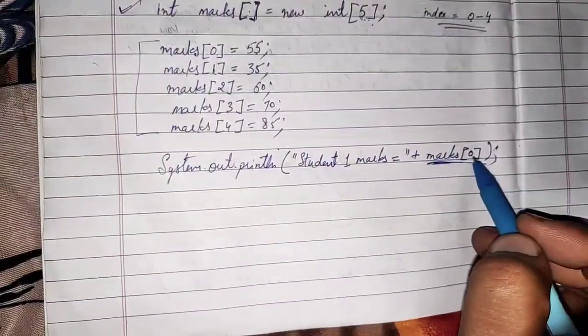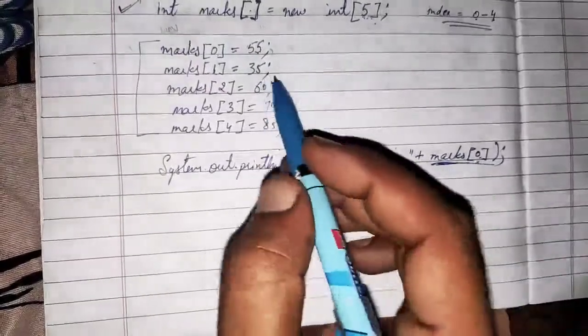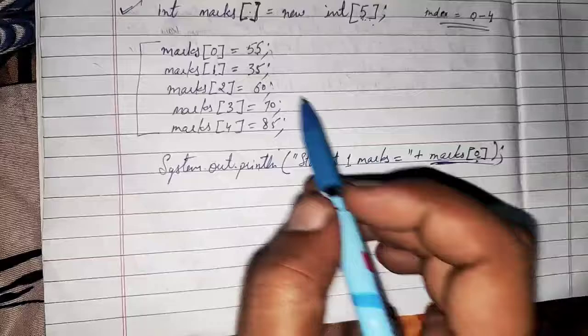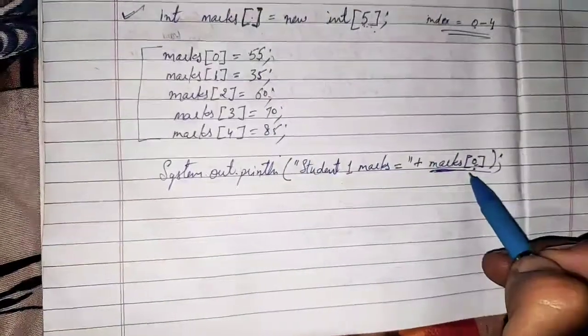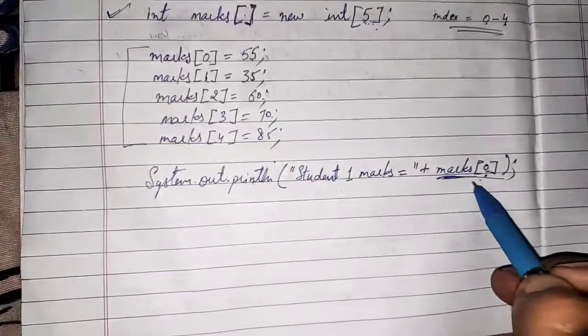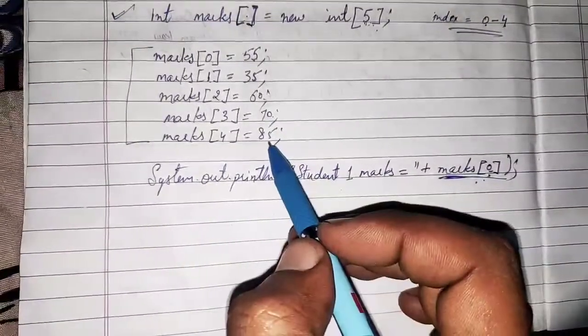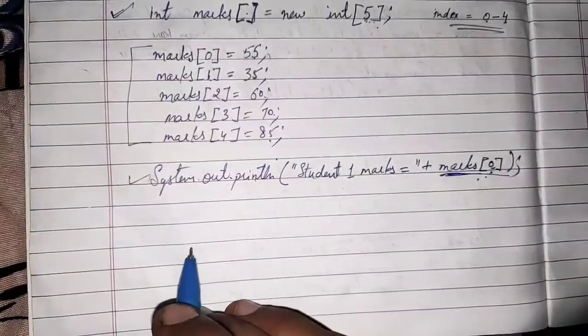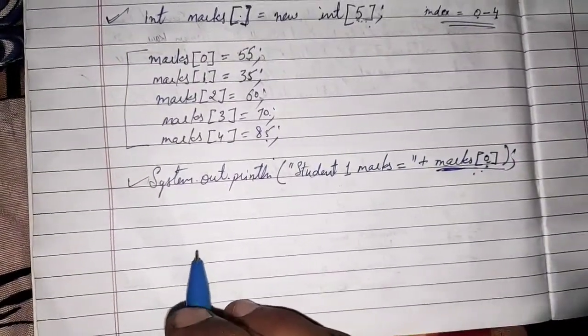If you put marks 1 here in the println method, then 35 will come. If you put marks 2, then 60 will come. If you put marks 3, then 70 will come. If you put marks 4, then 85 will come. So this is accessing the array elements from the 1D array.